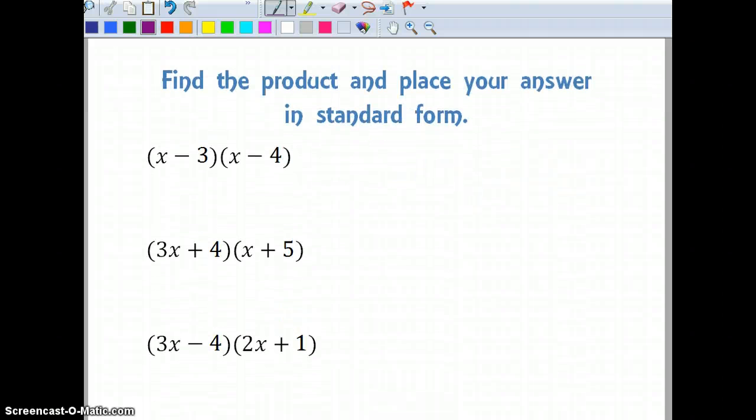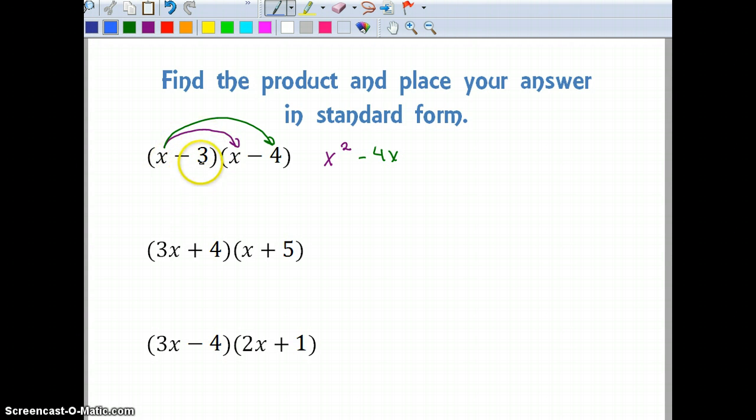Okay, so on this one, we're going to find the product and we're going to place our answer in standard form. Now remember, standard form means it's going to be highest exponent down to the lowest exponent. So the first thing I'm going to do is distribute this x to the first number in my second binomial. So I have a binomial times a binomial. So that gives me x squared. Now I'm going to distribute it to the second number in my binomial. x times negative 4 gives me negative 4x.